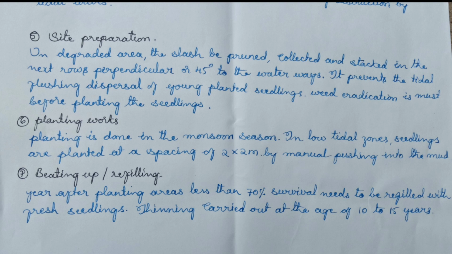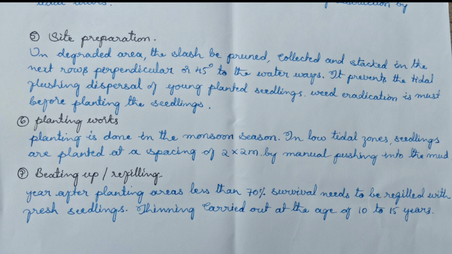Fifth one, site preparation. In degraded area, the slash is pruned, collected and stacked in the next rows perpendicular or 45 degree to the waterways. It prevents the tidal flushing dispersal of young planted seedlings. Weed eradication is a must before planting the seedlings. Sixth one, planting works. Planting is done in the monsoon season in low tidal zones. Seedlings are planted at a spacing of 2 into 2 meter by manual pushing into the mud.